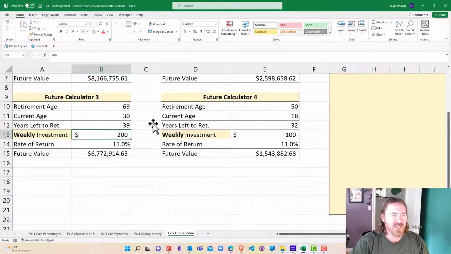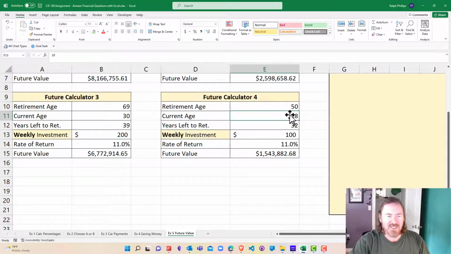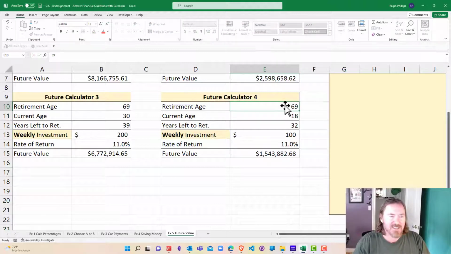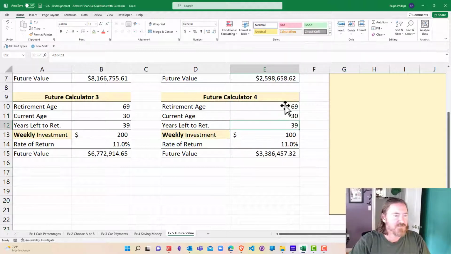What does it look like if things were the same? Of course, when you're 18, it's tough to come up with $200 a week, but $100 a week might be more doable. But what if they were the same? What if this was also retiring at age 69, current age was 30, that gets the years left the same. All things being equal, 200 bucks a week will get you to 6.7 million. 100 bucks a week gets you to 3.3 million. Okay, so you can kind of see how that difference plays out.